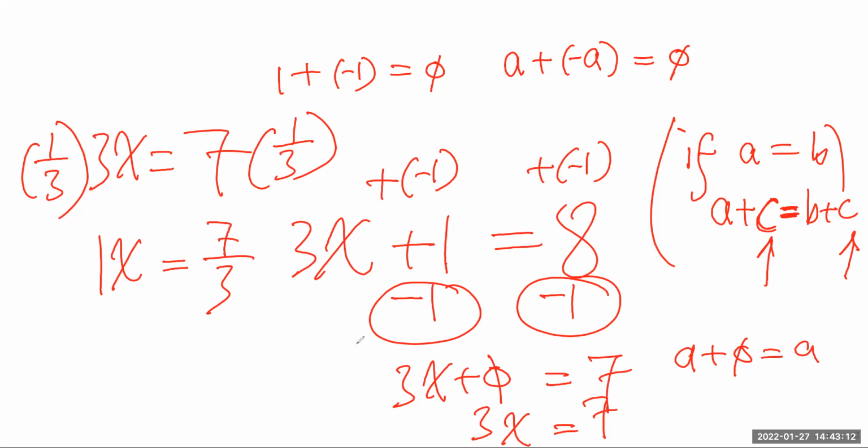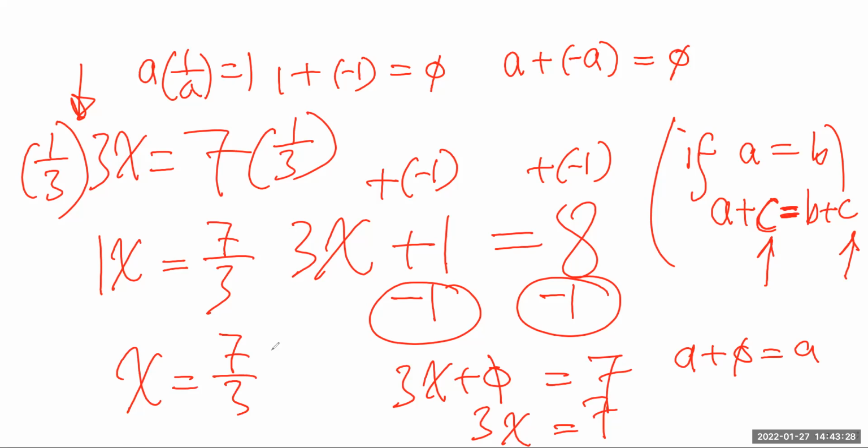Good. Makes total sense. So for this rule we use A times 1 over A equals 1. Good. And 1 times x is x. So that's how we get to the end of it.